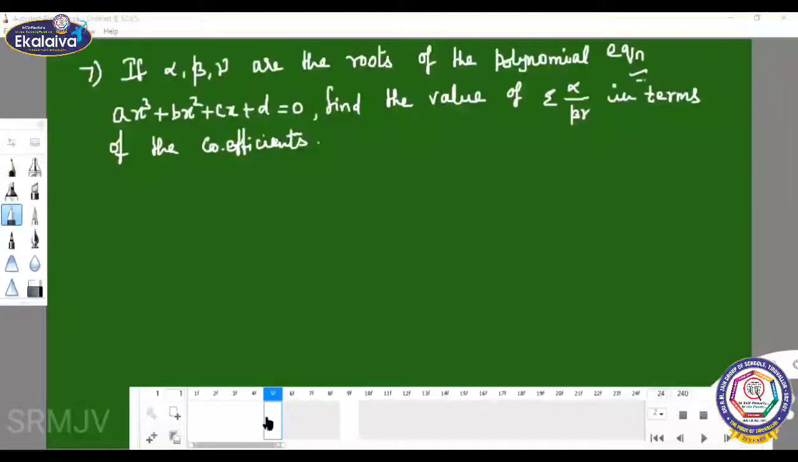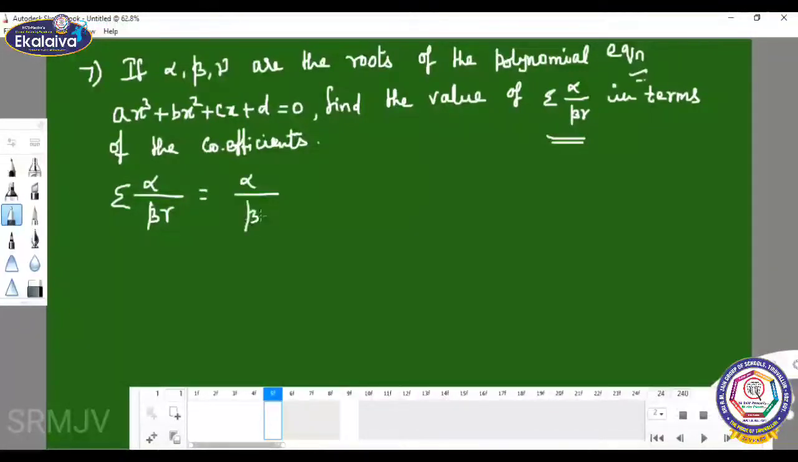Seventh one: if alpha, beta, gamma are the roots of the polynomial equation ax cube plus bx square plus cx plus d equal to 0, find the value of sigma alpha by beta gamma. What is the meaning of that sigma? It is the notation for the summation of the series. See, sigma alpha by beta gamma, what is the meaning?